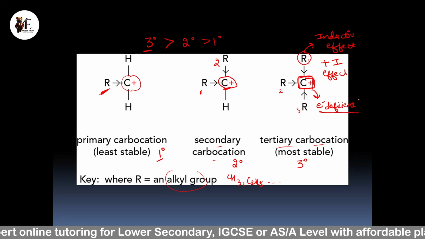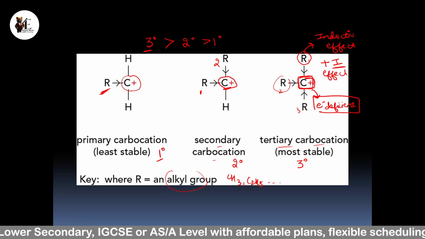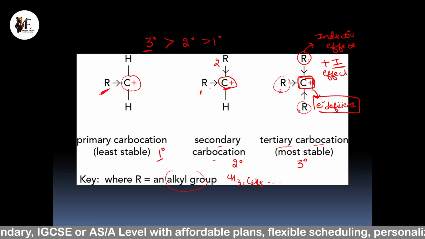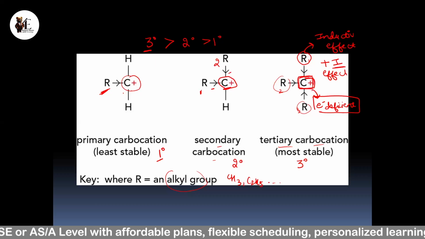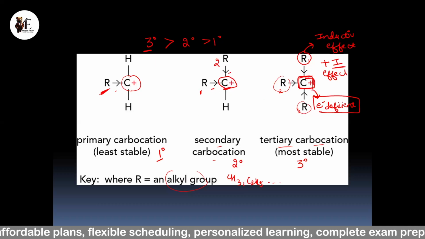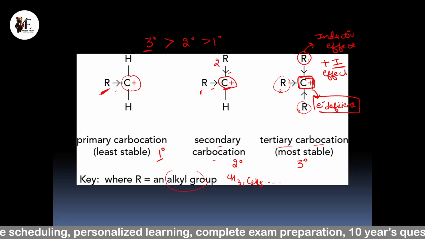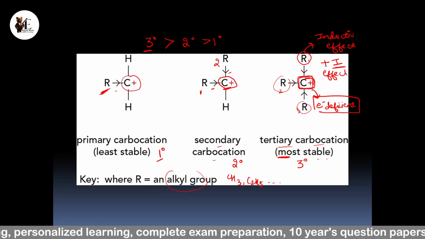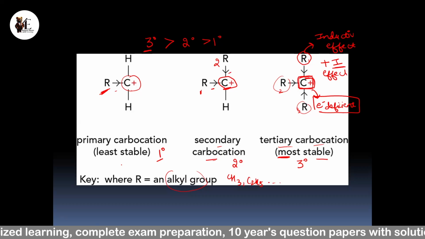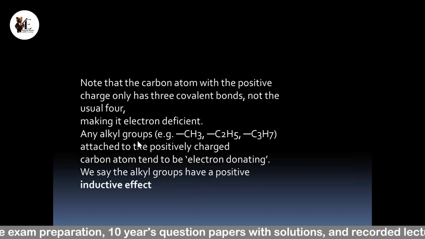Now this is your electron deficient species. By plus I effect, by inductive effect, all these three alkyl groups donate their electrons. You can see these arrows. That means they are donating their electrons to the carbocation, which is already electron deficient. So it is favoring this carbocation. That's why 3-degree carbocation is more stable, then 2-degree, and then primary, 1-degree carbocation.